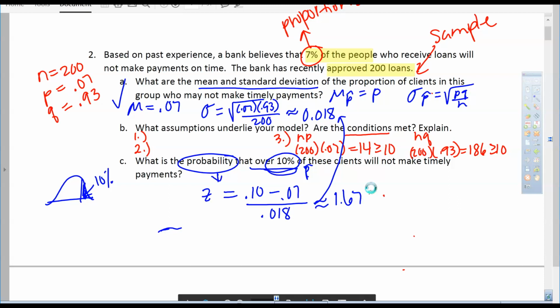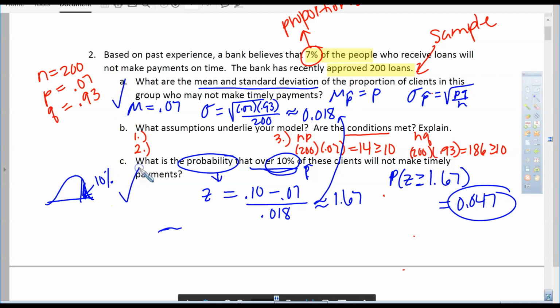And then you just use normal CDF on your calculator to find the probability for z being greater than or equal to 1.67. You should get 0.047. Okay? So for sure, make sure you know how to do 2A and 2C for the quiz tomorrow. You need to know how to calculate z, how to calculate probability, and how to calculate mu and sigma.